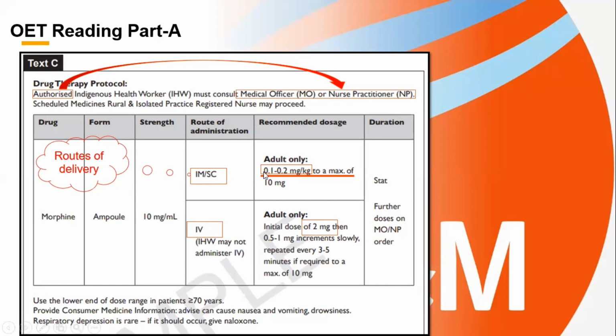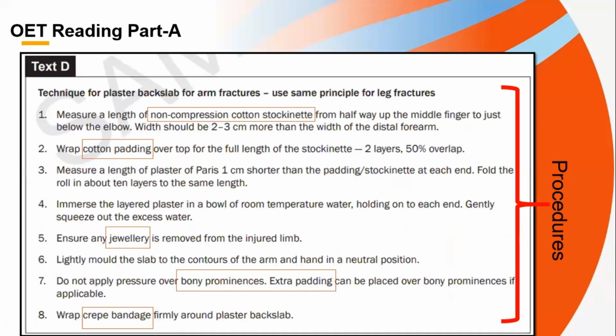Then we have some dosage, 0.1 to 0.2 milligram per kg and a maximum of 10 milligram. And then we have the intravenous route, and here they have discussed a few things. We also like to see this. The 70 years is important, let's say. Then vomiting, drowsiness is important, and respiratory depression is important, right? So we can just mark these things down for our understanding and try to remember them.